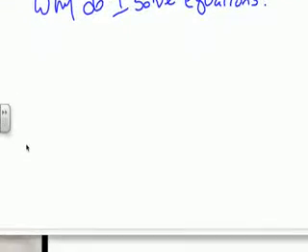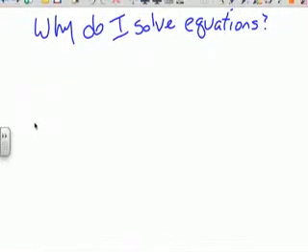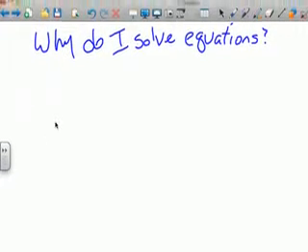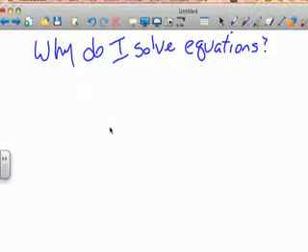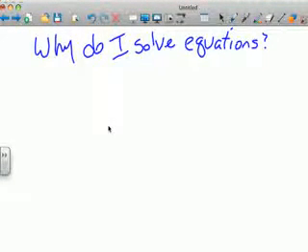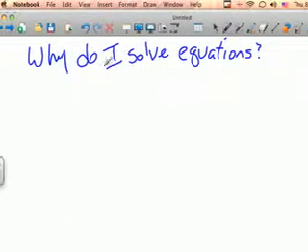Okay, students, so our next topic is, well, why do I solve equations? Now, why would you solve an equation? Well, the whole point of solving an equation would be I don't know something. And a lot of you keep telling me over and over again, oh, I'm trying to find an answer to a problem. Well, not necessarily.